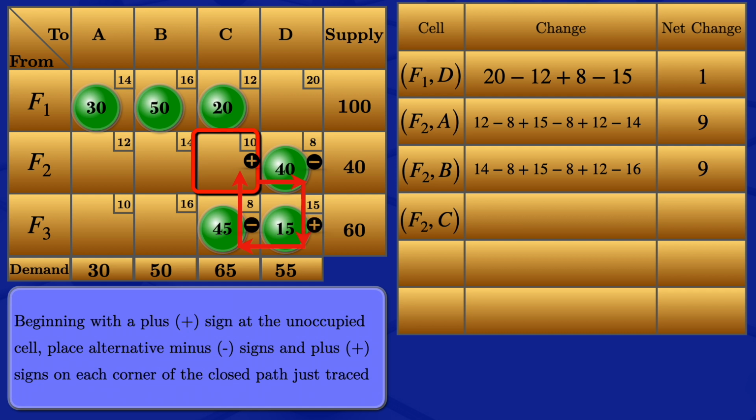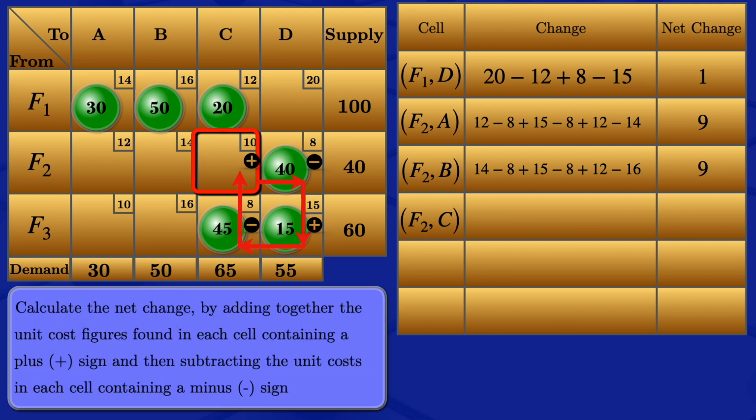Then I move on to calculate the net change. In this case, it is 10 minus 8 plus 15 minus 8. This will give us a net change of 9.